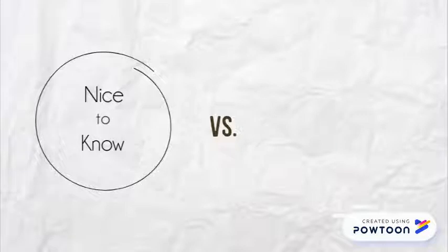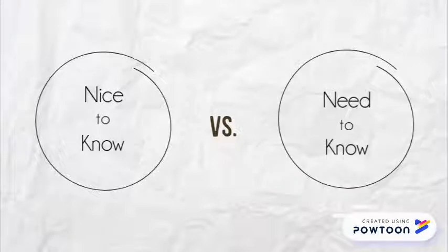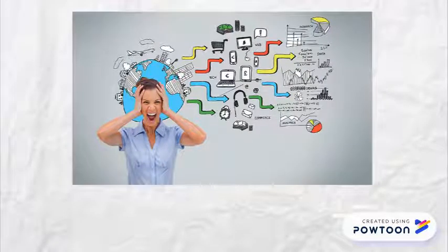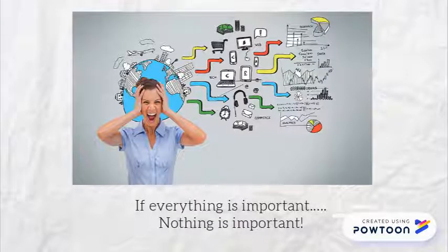The first step on the part of teacher teams in Tier 1 is identifying essential standards. In other words, what is nice to know versus what you have to know. What are the true foundations of learning in your content area? Remember, if everything is important, then nothing is important. How do you identify the essential standards?